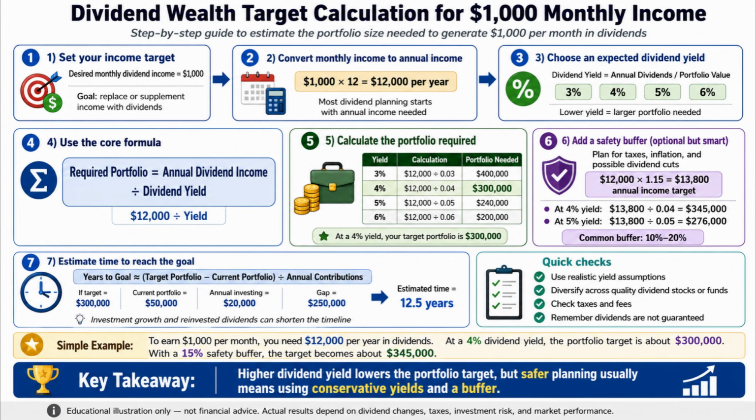Since there are 12 months in a year, multiply $1,000 by 12. This gives $12,000 per year. Most dividend planning uses annual income because dividend yield is usually measured on a yearly basis.